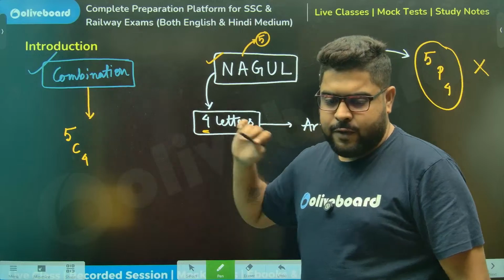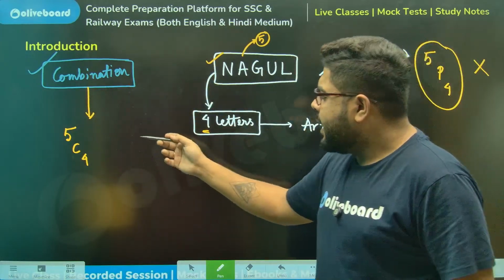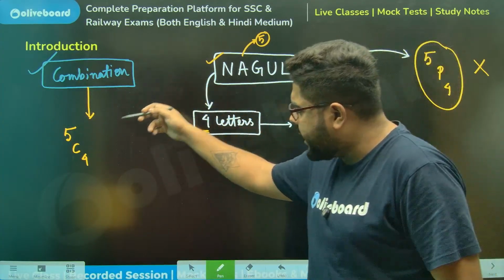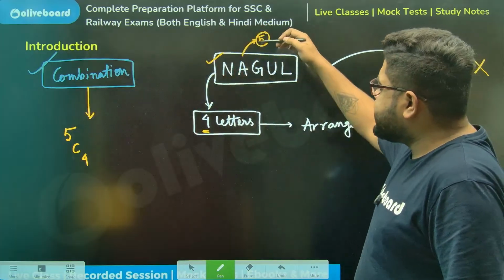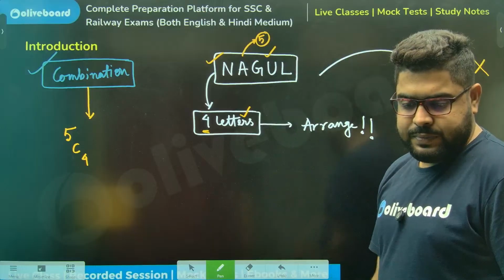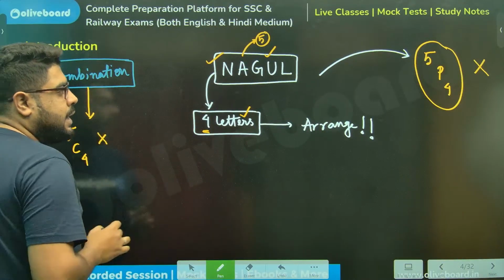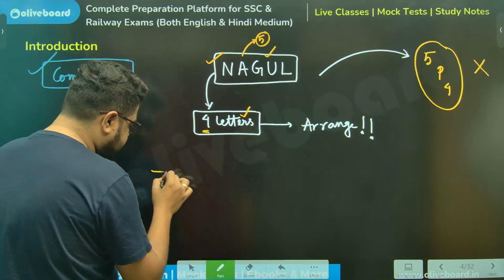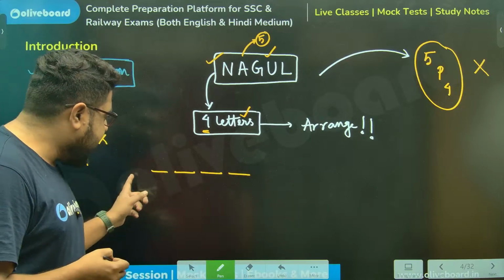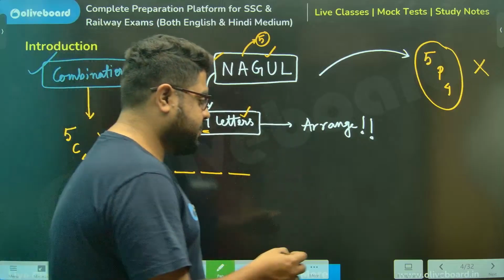I'll write 5C4, meaning the number of ways I can select 4 articles out of 5. In this case, the number of ways I can select 4 letters out of these 5 letters. Now I have selected 4 letters. These 4 letters can be arranged among themselves in how many ways? So let's look at the logic of that today.